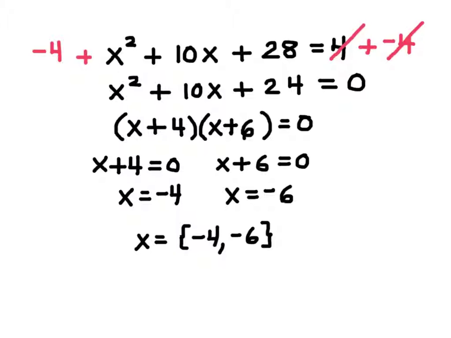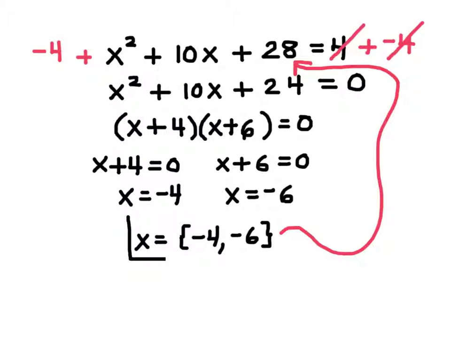Here I've moved this up. And so what we can do is we can check our answer by plugging in the two values, negative 4 and negative 6, into our original equation, and when we do, we'll find that both negative 4 and negative 6 are valid solutions to the original equation.